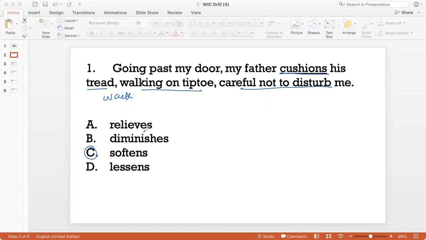Relieve, you can't really relieve your tread, right? Relief is used in the sense of experiencing some sort of relief, as in, I was relieved to hear the good news, right? So that cannot be used in the context of making small sounds or making as little sound as possible. Diminish, again, does not fit the context.